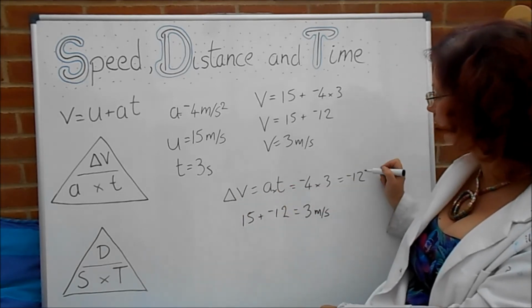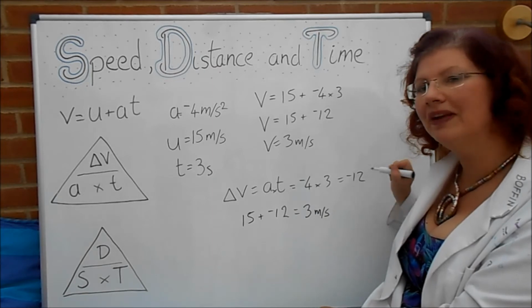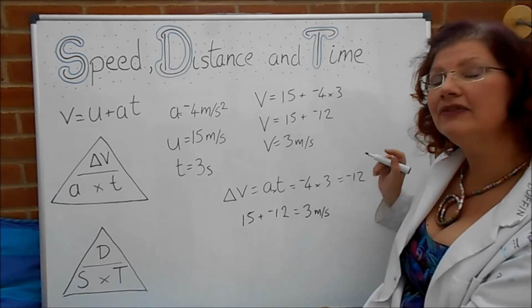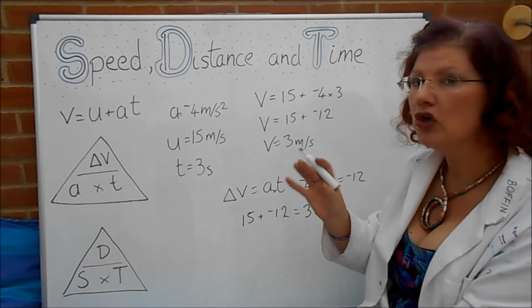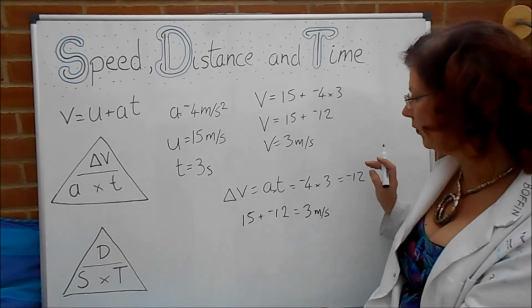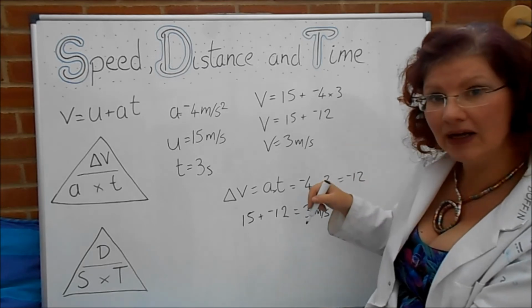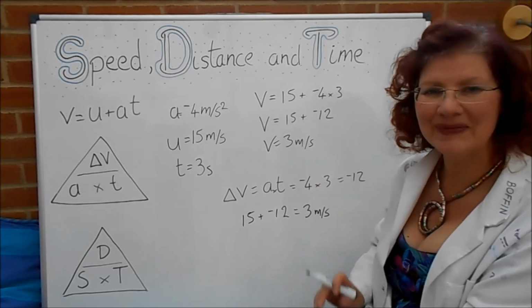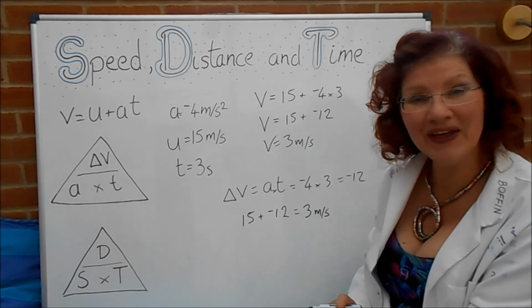So I used the formula triangle to find the change in velocity. Please note, -12 is not the answer, okay? -12 is the change in velocity, not your actual velocity. So once we know it changes by going down by 12, we can take our initial velocity, go down by 12 and end up with a 3. Okay, happy with how that works?